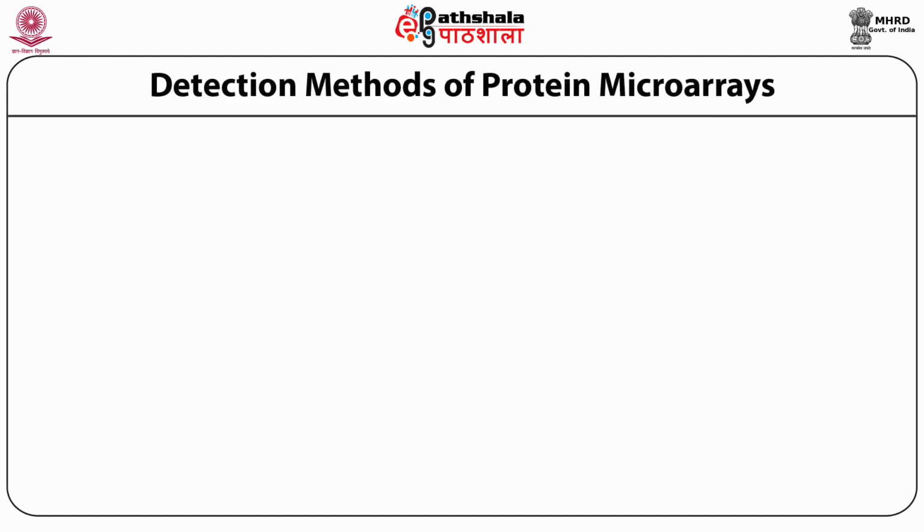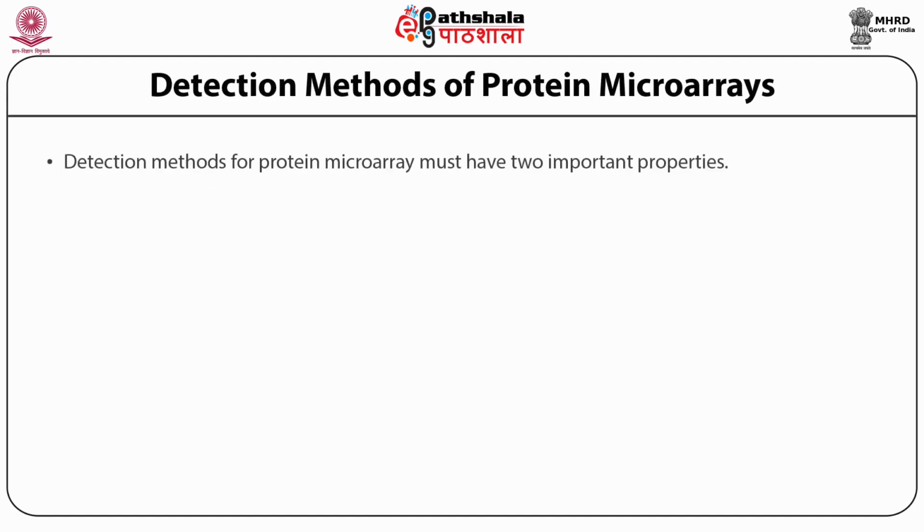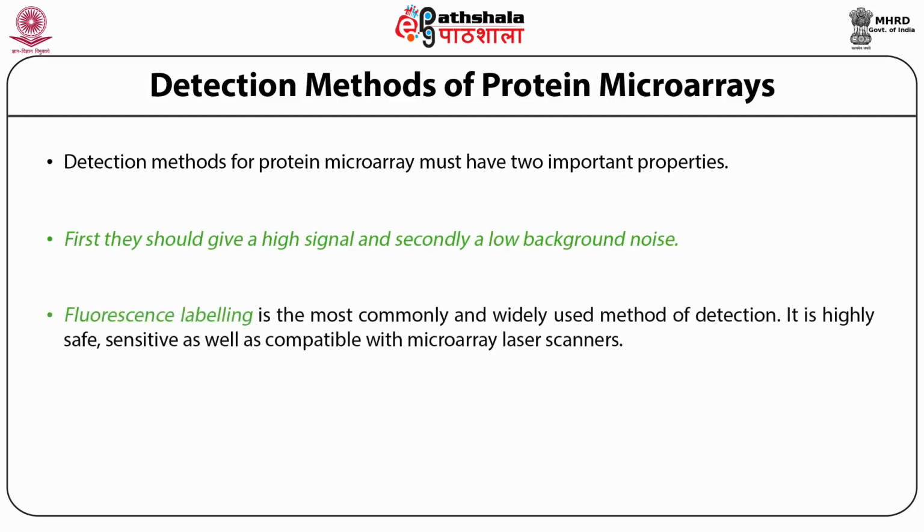Detection methods of protein microarrays. Detection methods for protein microarray must have two important properties. First, they should give a high signal, and second, a low background noise. Fluorescence labeling is the most commonly and widely used method of detection. It is highly safe, sensitive, as well as compatible with microarray laser scanners.